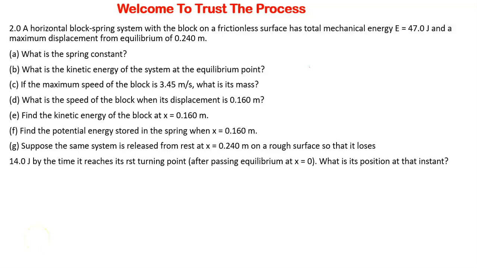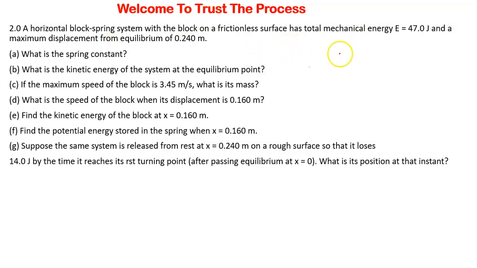In this video, we'll be talking about tutorial sheet 2, question 2. So question 2 reads, a horizontal block spring system with a block on a frictionless surface has a total mechanical energy of 47.0 joules and a maximum displacement from equilibrium of 0.240 meters.